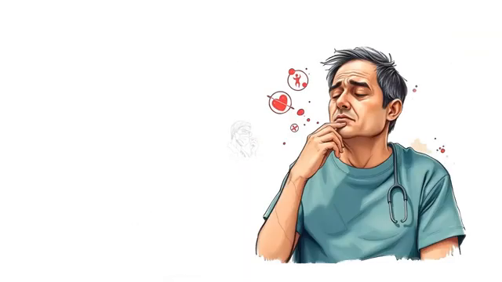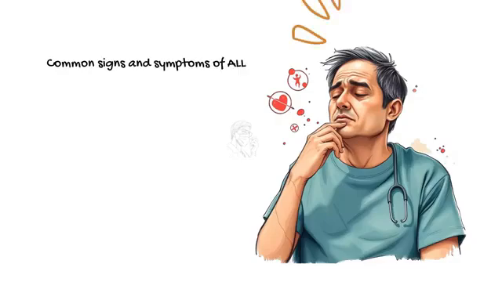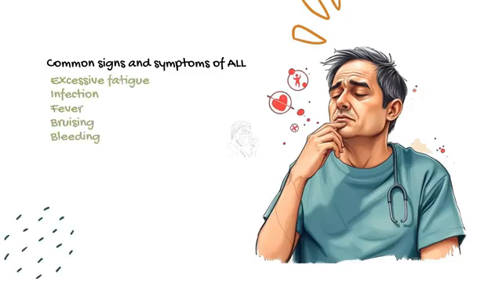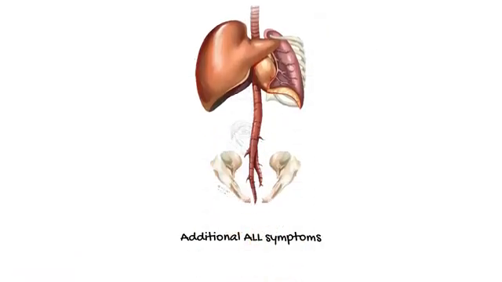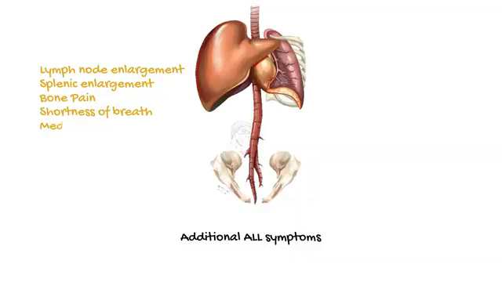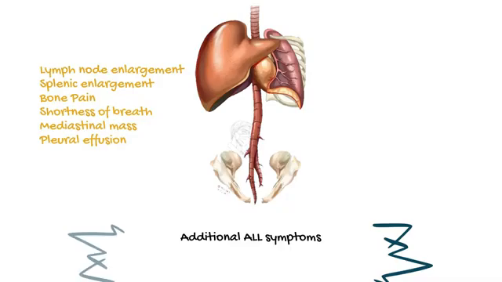Now, moving on to signs and symptoms. Most of the clinical presentation is due to bone marrow replacement by leukemia cells. Patients commonly present with fatigue, recurrent infections, fever, easy bruising, or bleeding because of anemia, neutropenia, and thrombocytopenia. Other symptoms arise from bulk disease, for example, lymphadenopathy, hepatosplenomegaly, or bone pain. In rare cases, patients may develop shortness of breath due to leukostasis or a mediastinal mass, particularly in T-cell ALL.